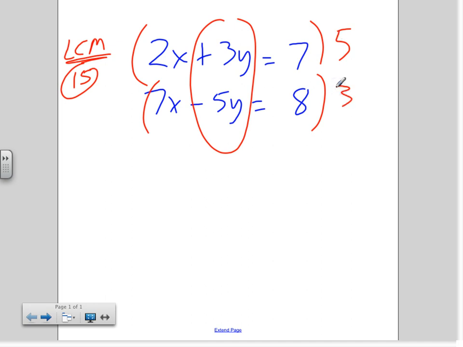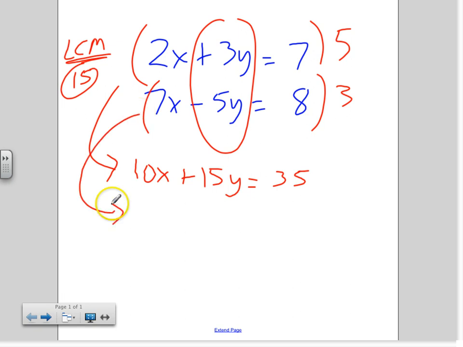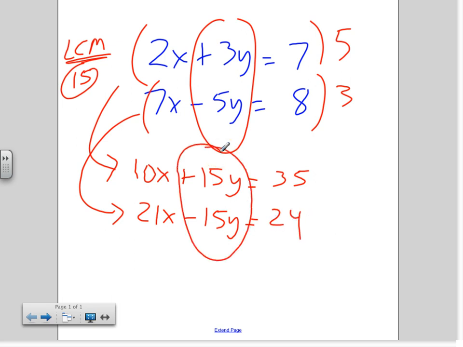Okay. So if I times it, this is what I will see. 10x plus 15y equals 35, right? What about my bottom equation? What is it going to look like? 21x minus 15y equals 24. Now I'm still targeting the y column. Now here's my trick question. How do I get rid of the y column? What operation would you use?